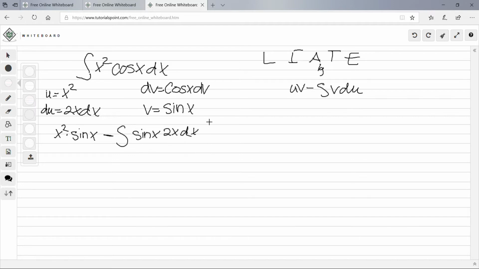So let's look at this part. So what is our u? It's 2x, because 2x is our algebra, and then the derivative of that is 2 dx. Our dv is trig, which is right here, so it's going to be sine x dx. And then take the integral of sine x, which is our v, which is negative cosine x.